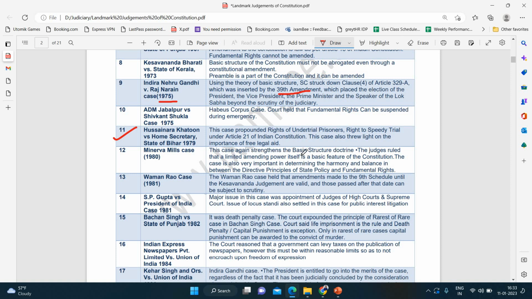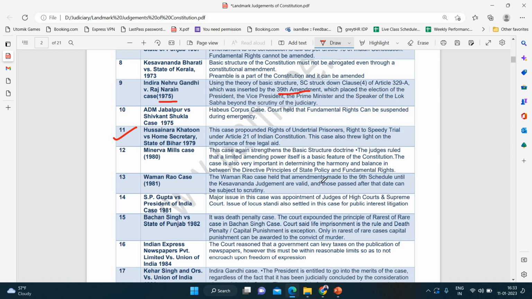This again strengthened the basic structure doctrine. The judges ruled that a limited amending power itself is a basic feature of the Constitution. The case is also very important in determining the harmony and balance between DPSP, Directive Principles of State Policy, and fundamental rights. Then there was the Waman Rao case 1981.